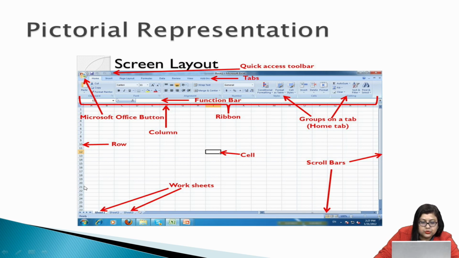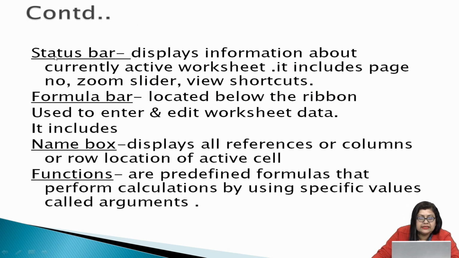Over here the rows are starting from number 1 and so on, and here are the columns, which are starting from A and so on. These are the worksheets. By default there are 3 worksheets. You can add one more worksheet. These are the scroll bars. The horizontal and the vertical scroll bars are there. This is the cell, or you can say the active cell the pointer is pointing to. This is the ribbon. Okay, after that we'll move to another slide, the status bar.